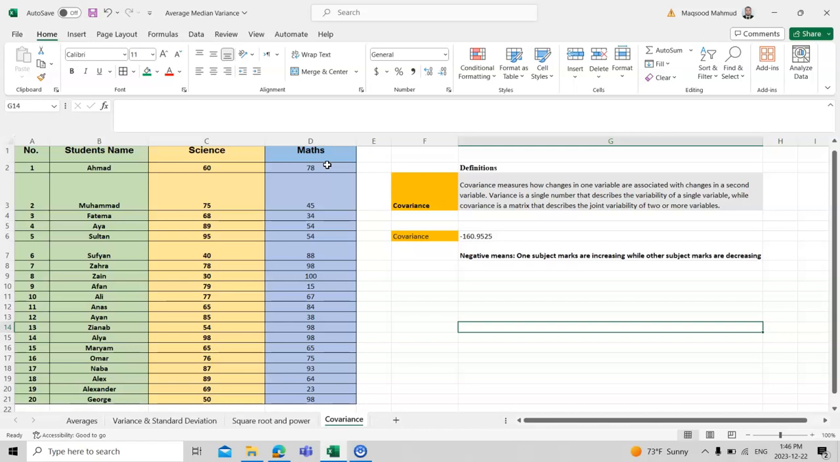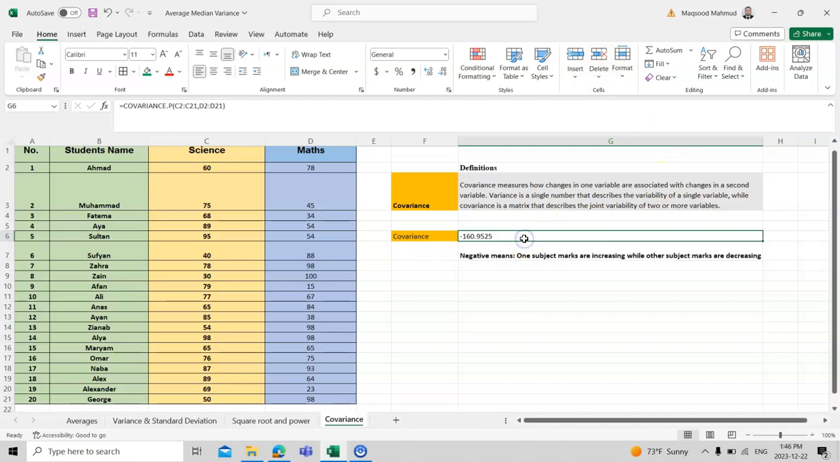And the covariance could be positive and negative as well, right? So how could it be positive and negative? It could be positive or negative in case one of the variables is increasing and the other is decreasing.